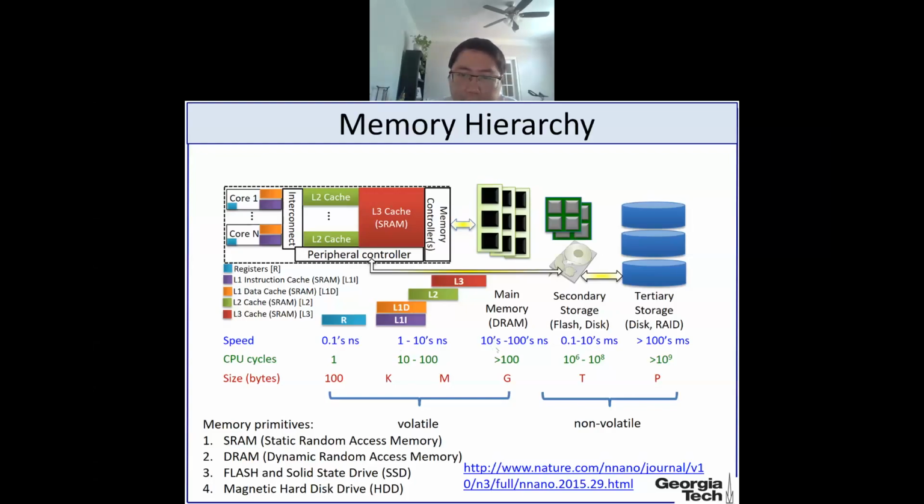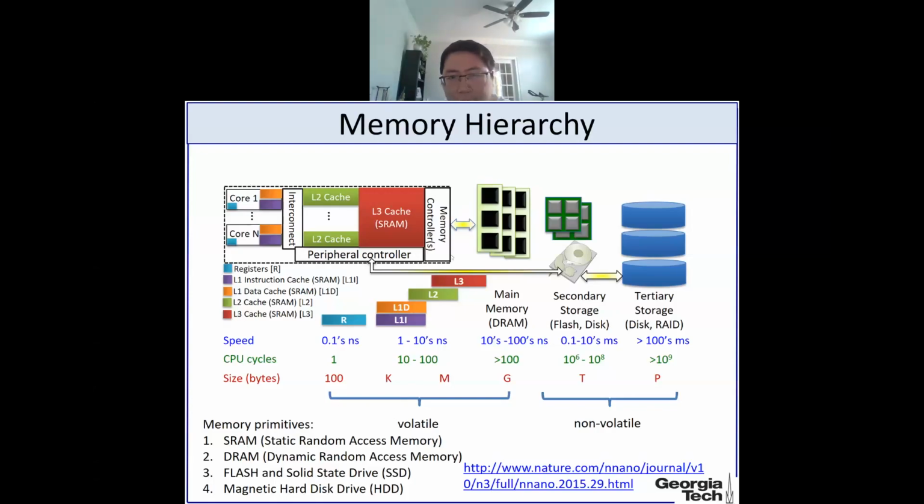So here we have this trade-off between the speed and capacity, and that's why we have to use this memory hierarchy in the system. Of course, ideally, you want larger capacity and smaller latency, or faster speed, but you cannot simultaneously achieve those two. So that's why we have to use different technologies in the memory hierarchy.